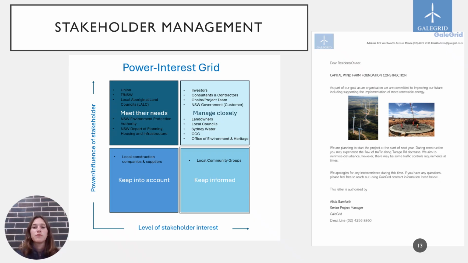We created a power influence grid to encapsulate all the stakeholders involved in this project in order to create an effective stakeholder management plan. The most notable stakeholders being New South Wales Government, client, investors, and Environmental and Heritage Office, where they require engagement and consultation. Please see the example letterbox drop that will be passed around to nearby residents to account for the noise and traffic disturbance that will occur.